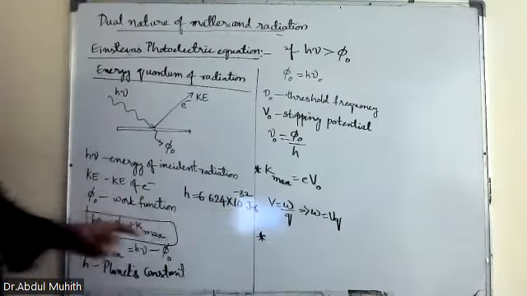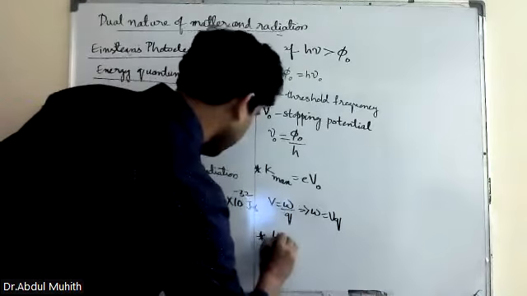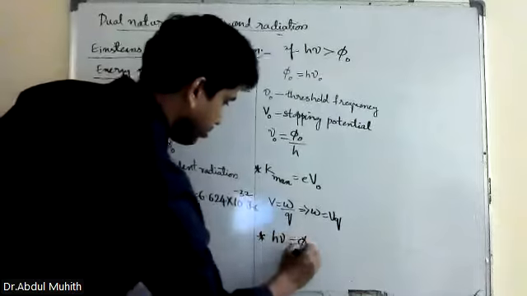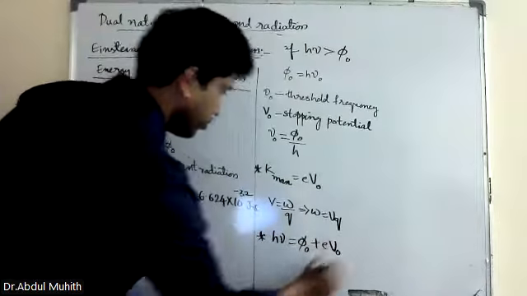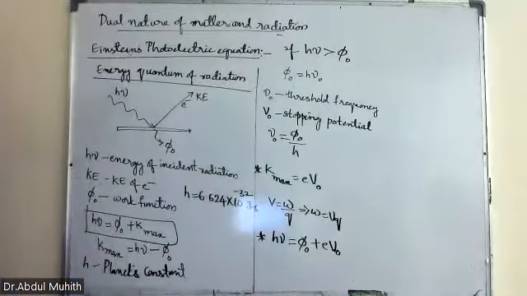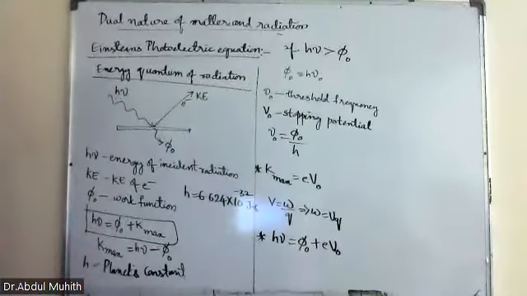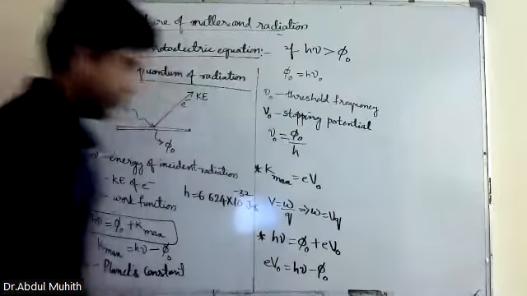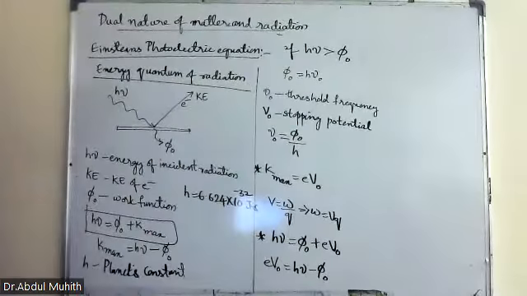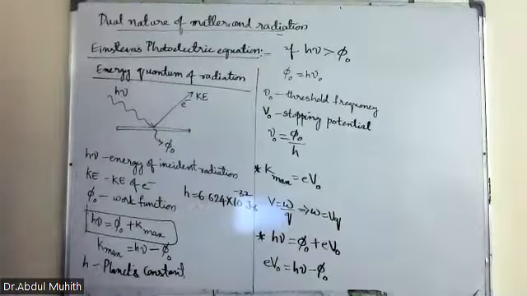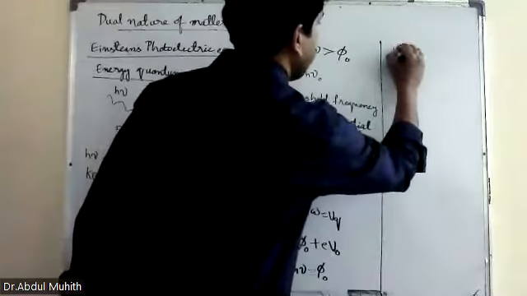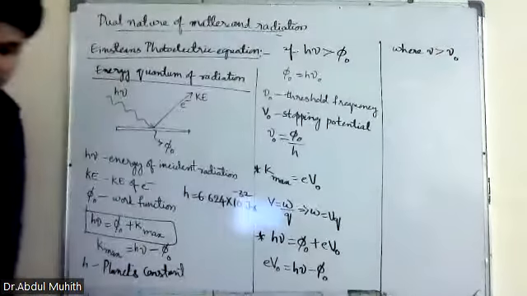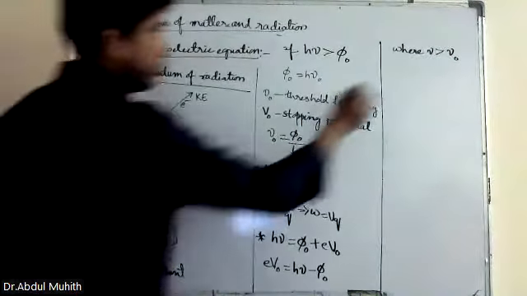Therefore we have h nu is equal to 50 plus E into V0. So E into V0 is equal to h nu minus 50, where nu is greater than or equal to nu 0. I'm going to write this.